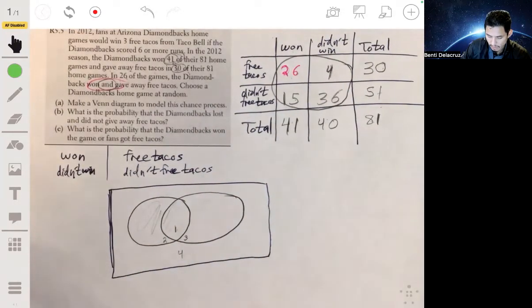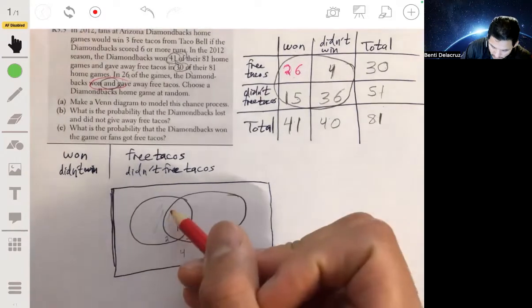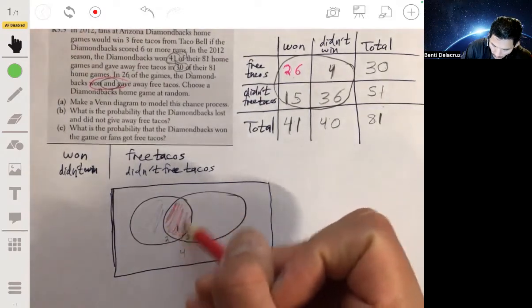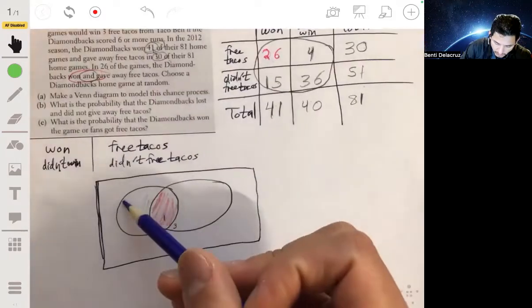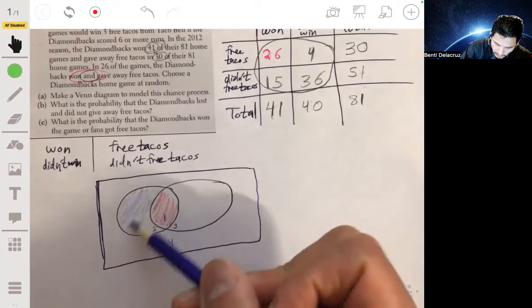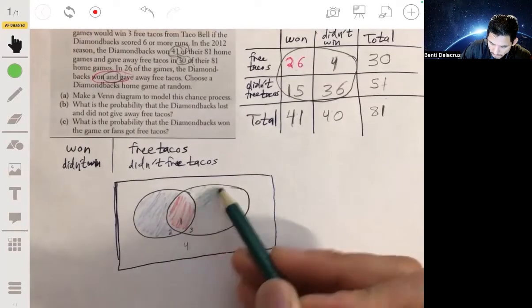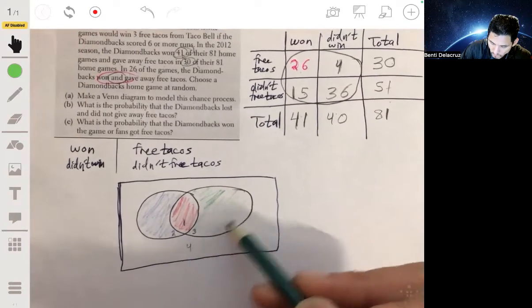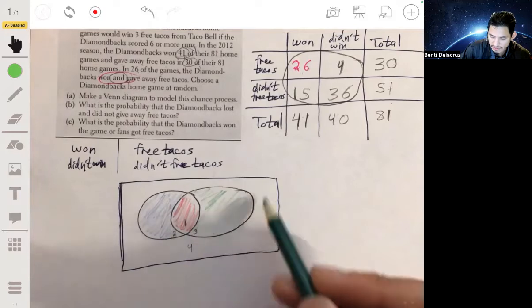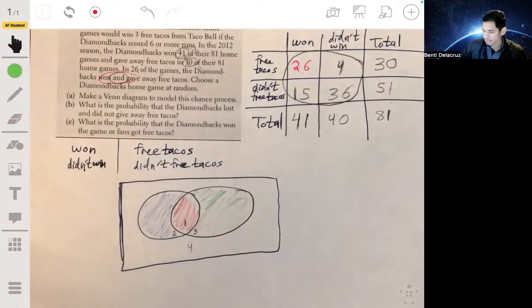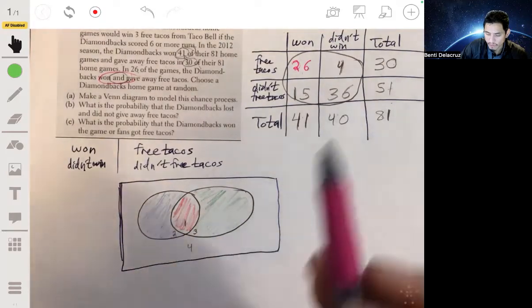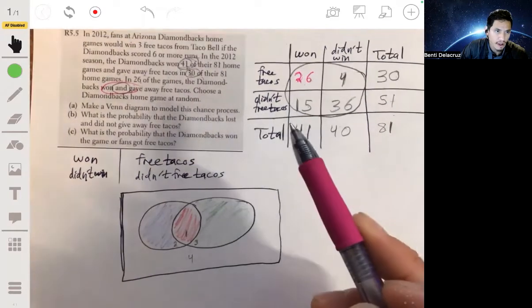Color coded, so it looks a little better. So the red region you got there, blue region, green region, and you have the white region, which is outside of all those, but inside the rectangle. So now you figure out where each of these 4 numbers go.